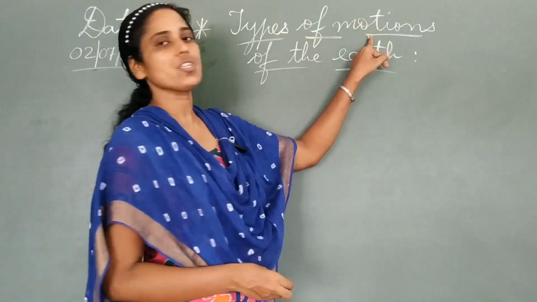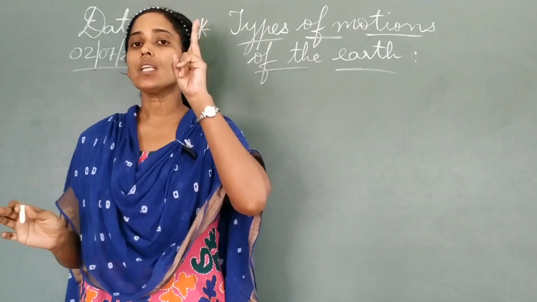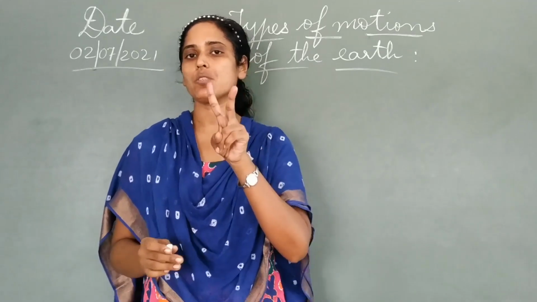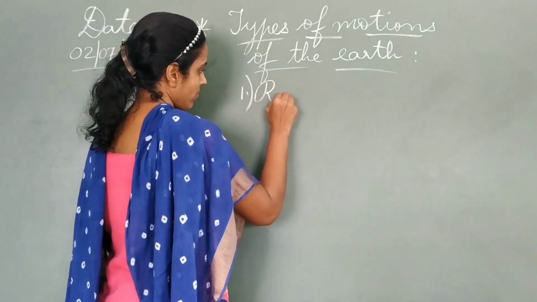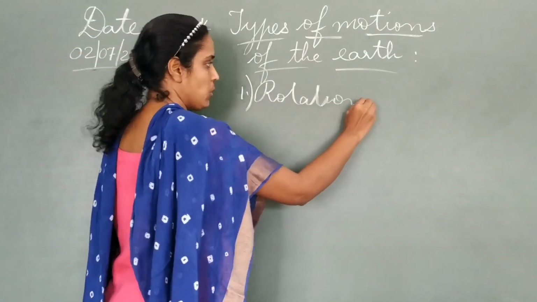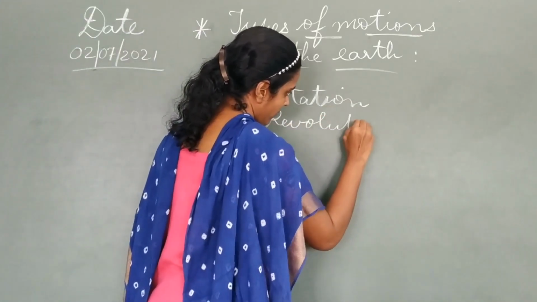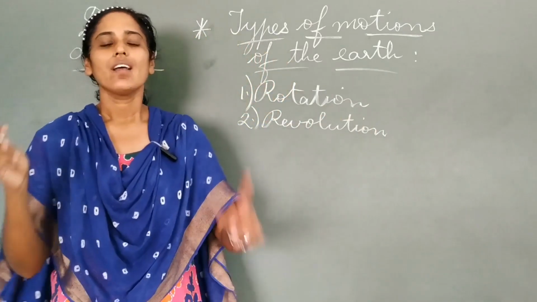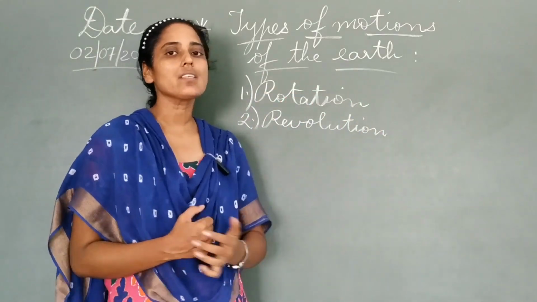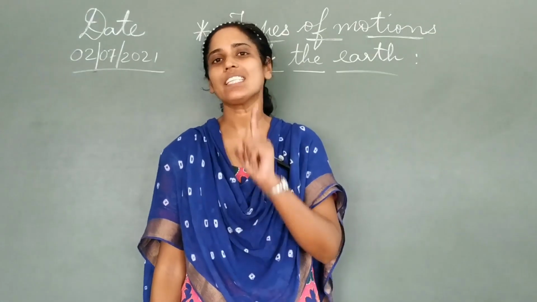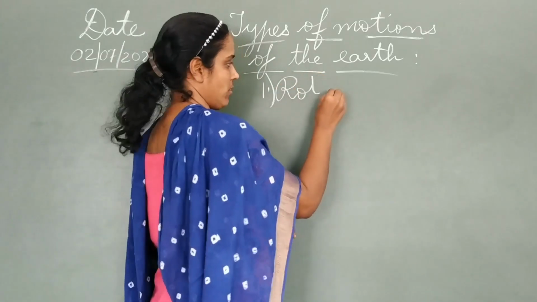Students, here motions means the movements, how the Earth is moving in different positions. So in your syllabus of 6th standard, you have two types of motions of the Earth. First is rotation and the second one is revolution. So students, both these terms we will be studying in detail. First one is rotation, second one is revolution. So students, let's see the first term. The first concept is rotation. What is rotation?